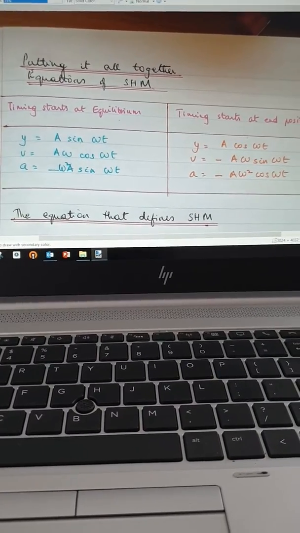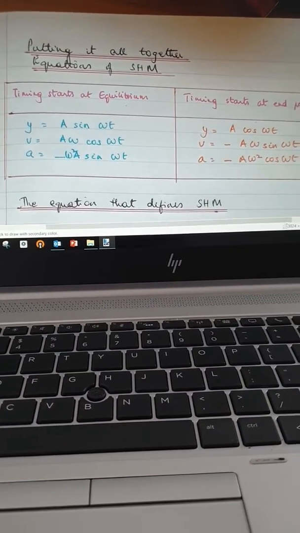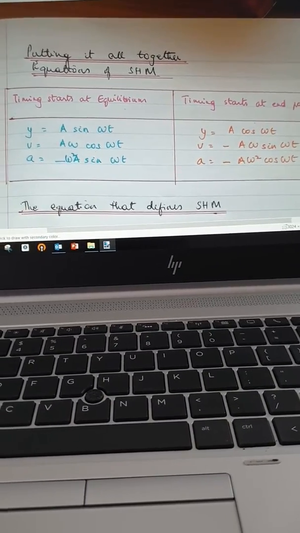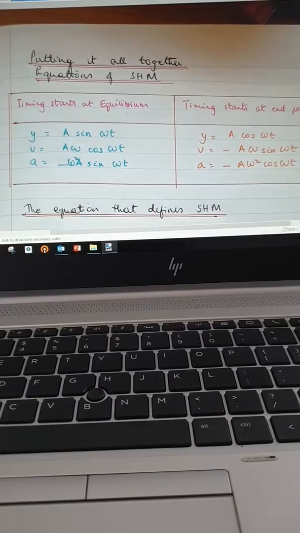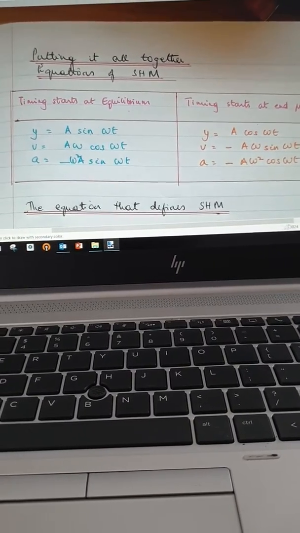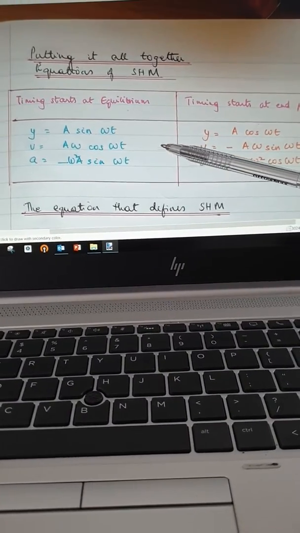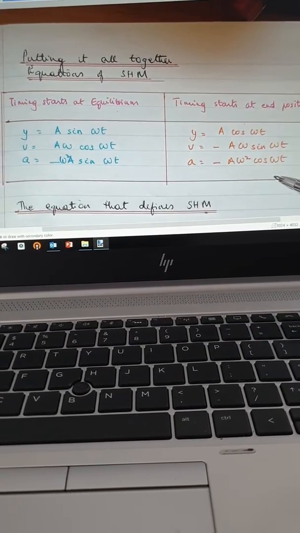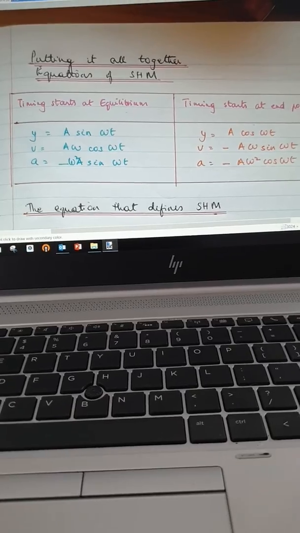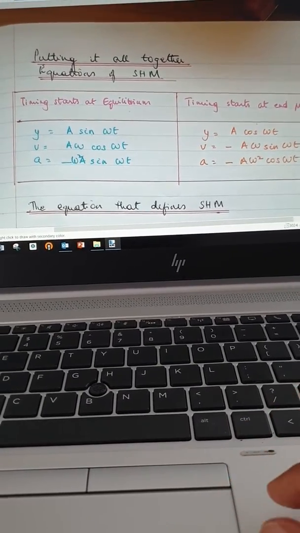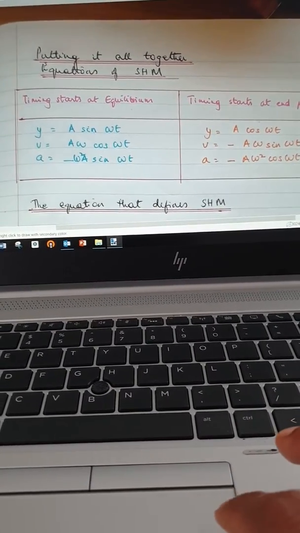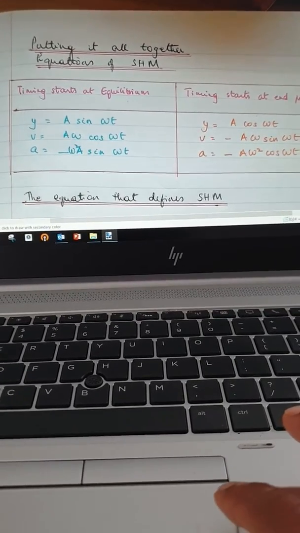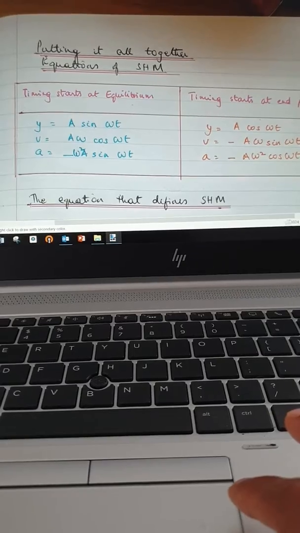Hi, I was just going to explain this last part of this lesson, where I've put lots of equations together for simple harmonic motion. The ones in blue are for when timing starts at equilibrium, and the ones in orange are for when timing starts at the end positions. And then just going a step further, looking at the equation that defines simple harmonic motion, just to draw your memories back to the very first lesson.